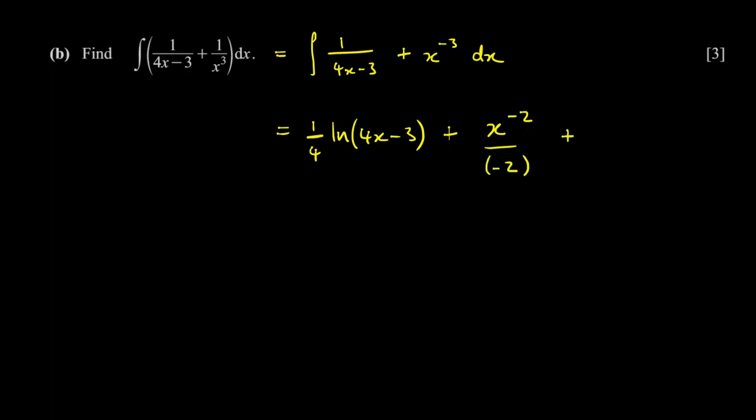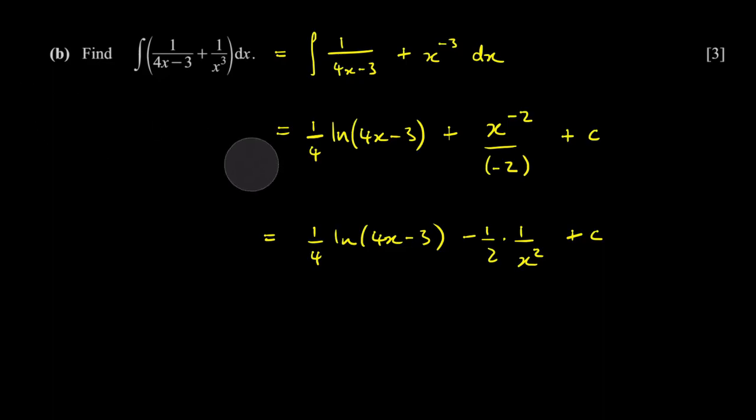And I need to remember the constant of integration because this is an indefinite integral. Okay, so let's tidy this up a bit. I've got 1 upon 4, the natural log of 4x minus 3, plus, not plus, sorry, because we've got a negative, don't we? Negative 1 upon 2, x to the power of negative 2 is 1 upon x squared, plus c. Okay, and so actually we could rewrite that term as negative 1 upon 2x squared. That would be a totally acceptable way of doing it.